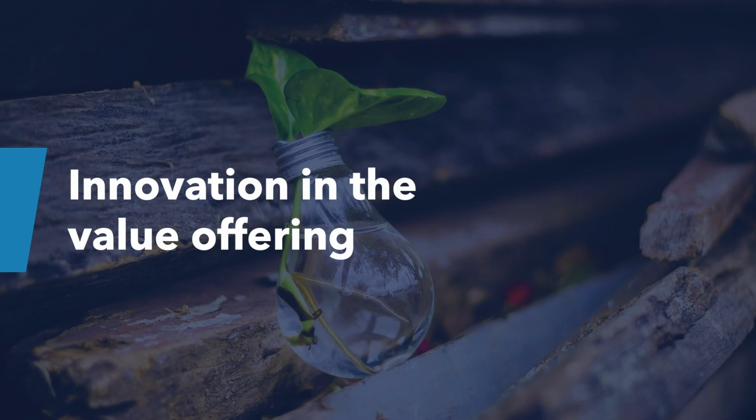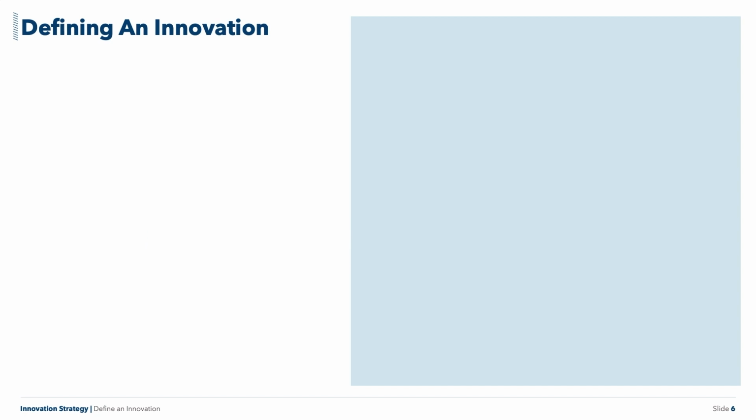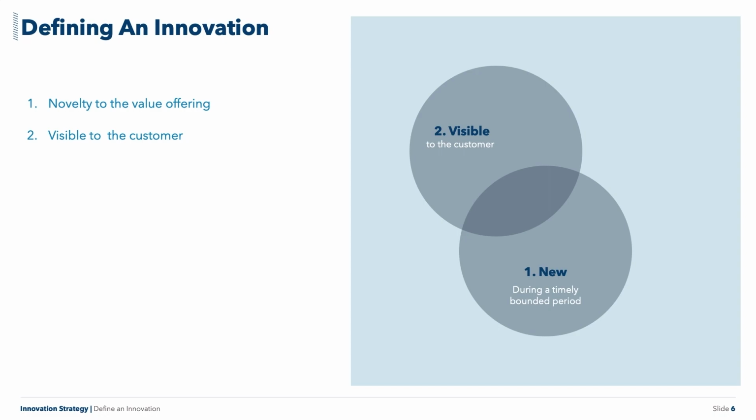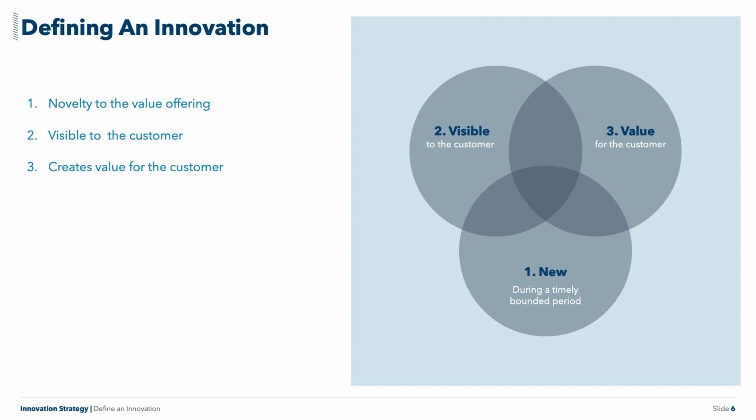Let's clearly define an innovation. Innovation has three components and one specificity. It must: 1. Offer novelty to the value offering, such as a distinctive new look or new features. 2. The novelty must be visible to the customer, which means they must be able to perceive and appreciate the novelty of the innovation. 3. Finally, it must create value for the customer.